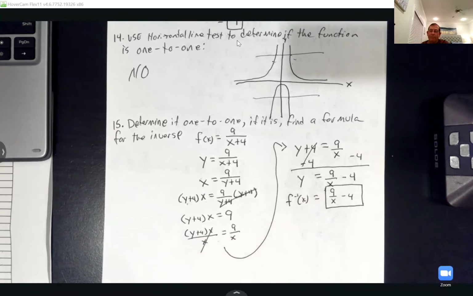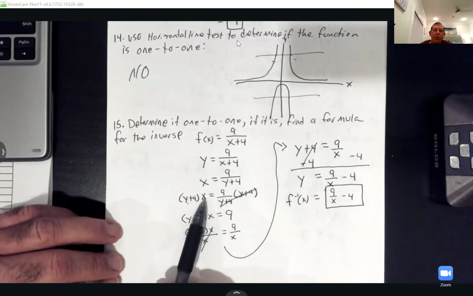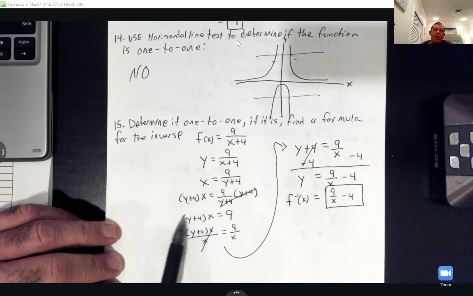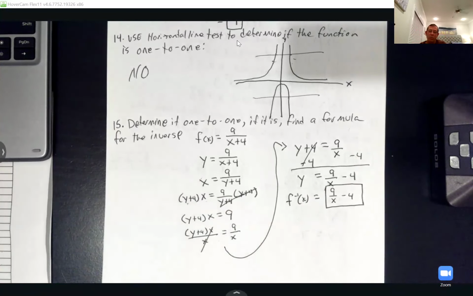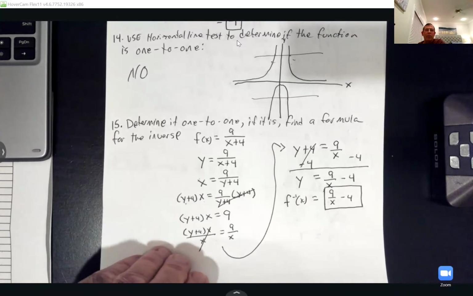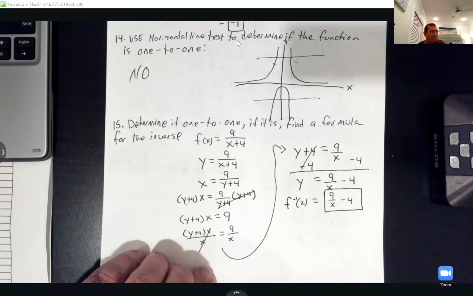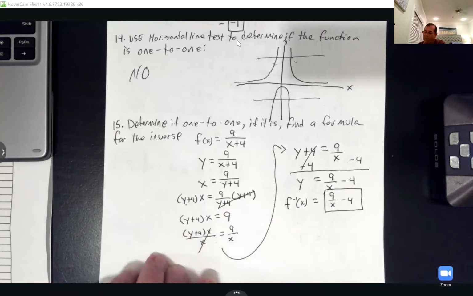All righty, so now you could distribute the x here and work it a different way, but that way sort of is longer to me. So questions on this page. All right, y'all.